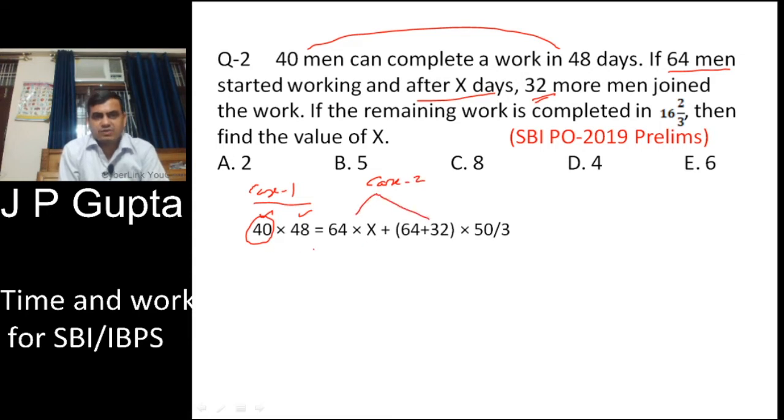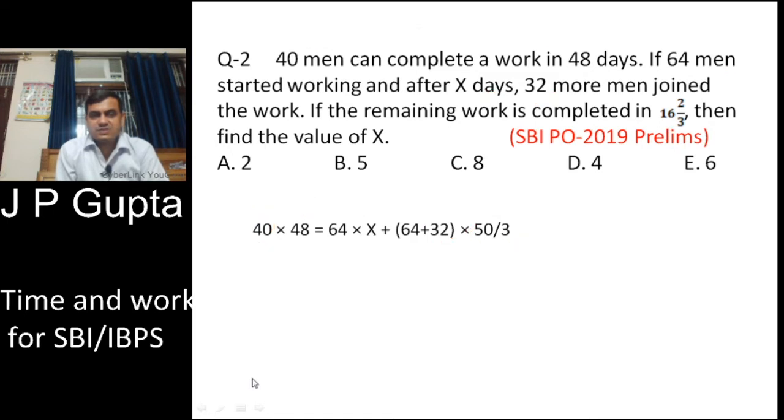Why two parts? Because initially for X days we have 64 men, but after X days 32 more men join. So now the men will be 64 plus 32. So efficiency will be 64 plus 32, and it takes 16 2/3 days. If you break it into a proper fraction, 16 3s are 48 plus 2, so it will be 50 by 3. I hope you understood this one, that here case 2 is broken into two parts.